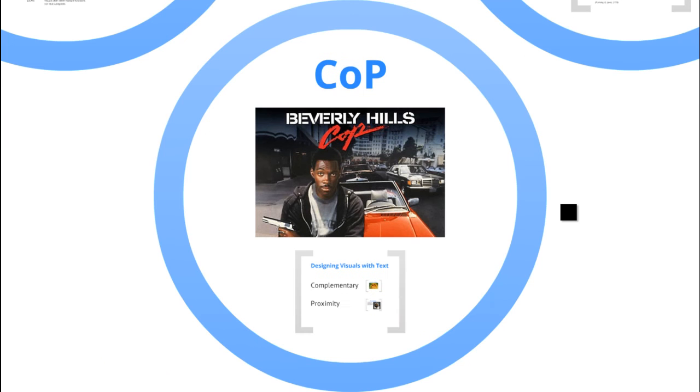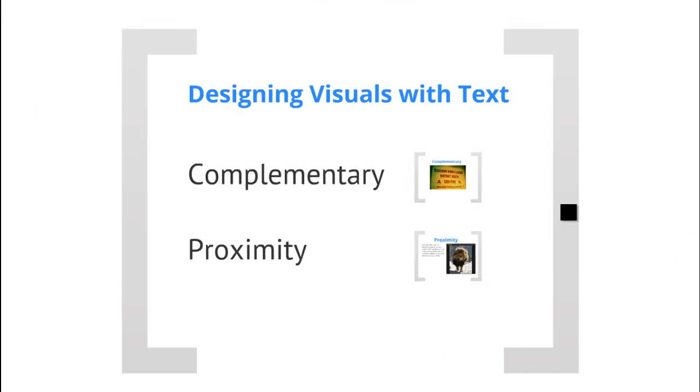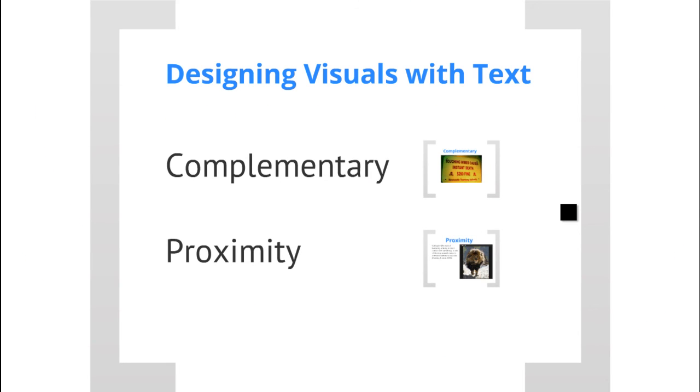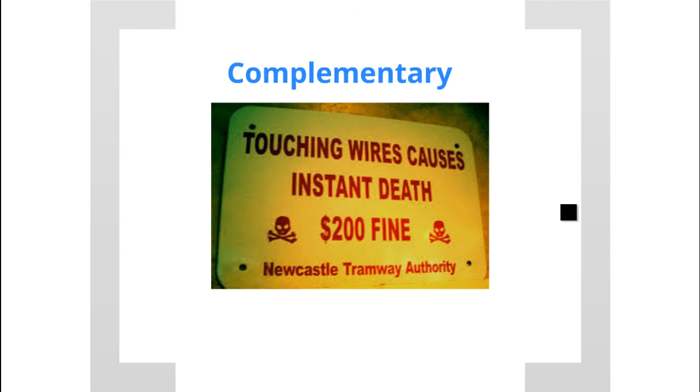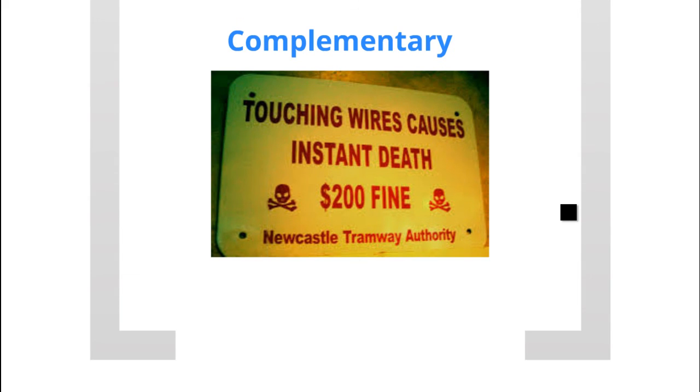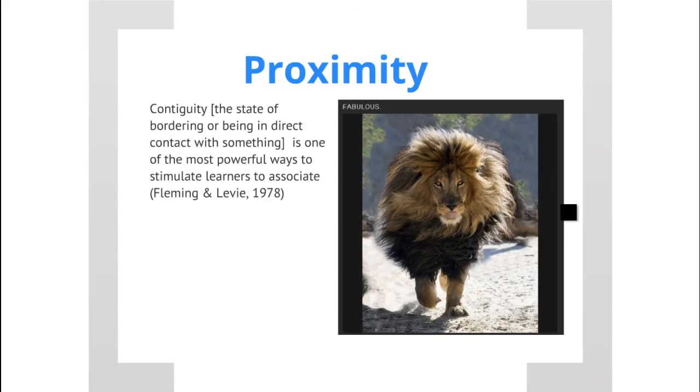And finally, COP. What this stands for is how do you design visuals to work with text? It stands for complementary and proximity. Complementary meaning that you want text to make sense with the image you're working on. As you've seen in numerous examples before, if the text and the images conflict, then it's not helping anybody. And finally, proximity.